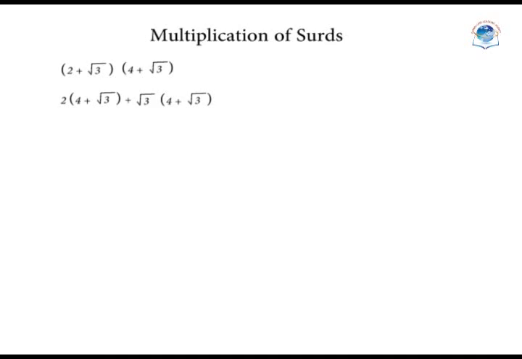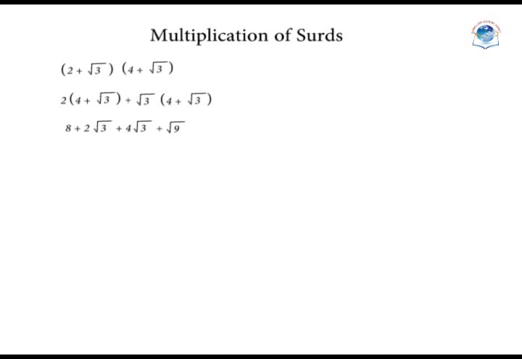Opening the brackets, 2 times 4 is 8. 2 times plus root 3 will give us 2 root 3. Root 3 times 4 will give us 4 root 3. And then root 3 times root 3 will give us root 9.